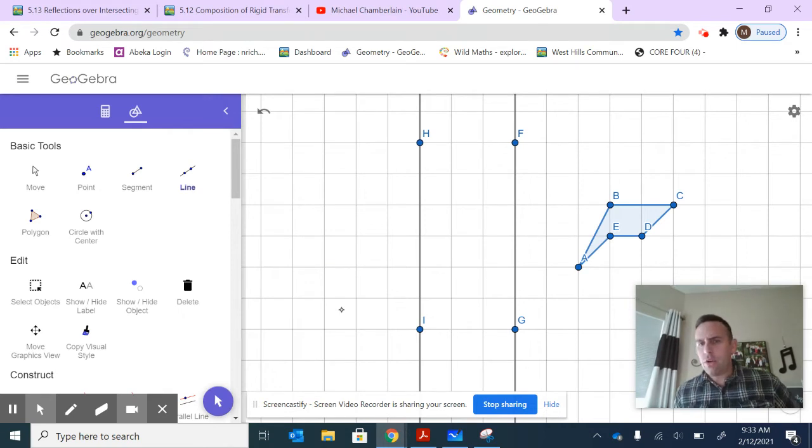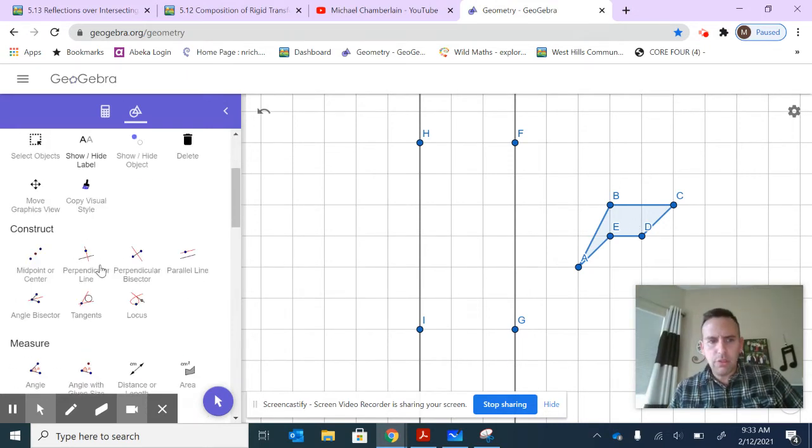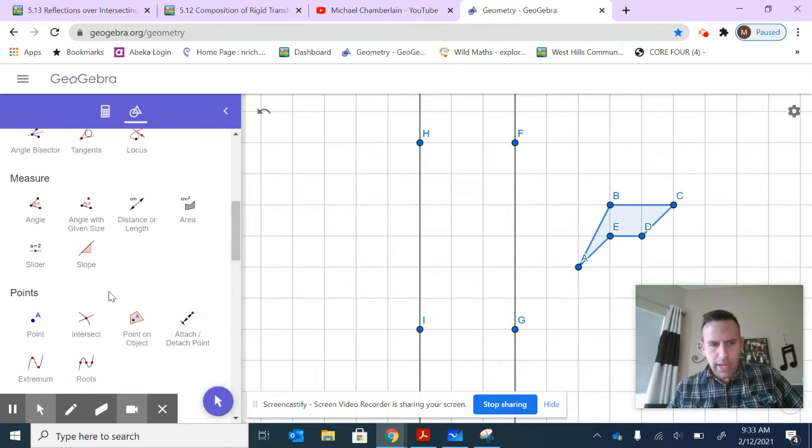So here is this figure. I have two parallel lines there. I have FG and HI. I'm going to reflect this polygon across both of those lines. Let's see if we can figure out what happens.